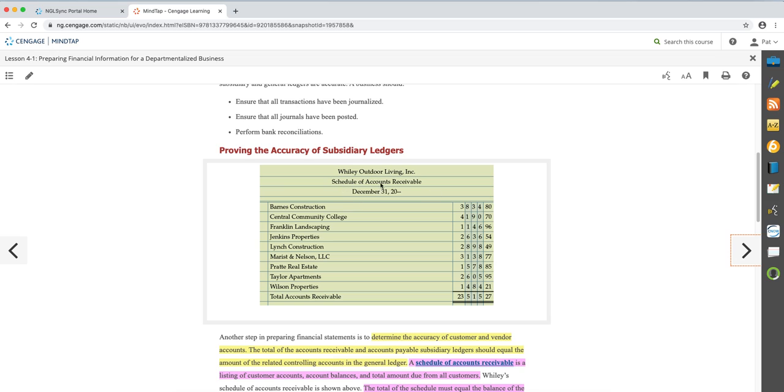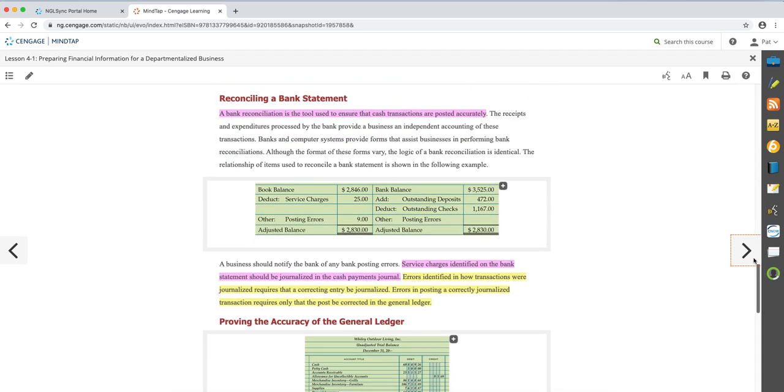So it'd just be a list, and we would remember our headings: who, what, when, the company, Wiley Outdoor for our examples, schedule of accounts receivable, or the schedule of accounts payable. It just depends. This is a list of all the people that owe us money, accounts receivable. That number should equal the controlling account. We do the exact same thing for accounts payable.